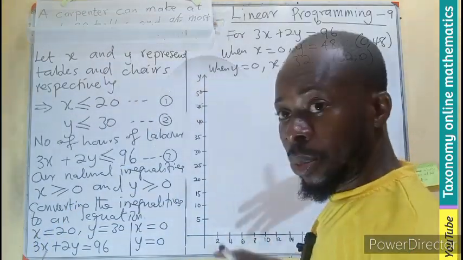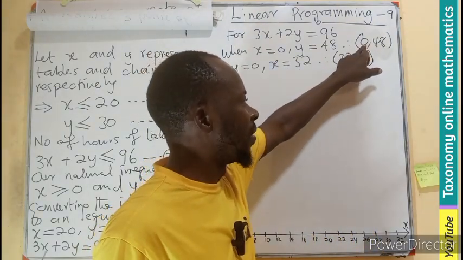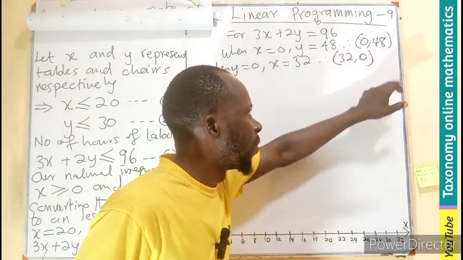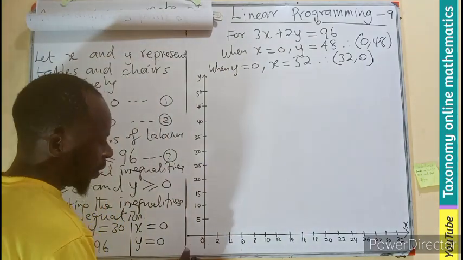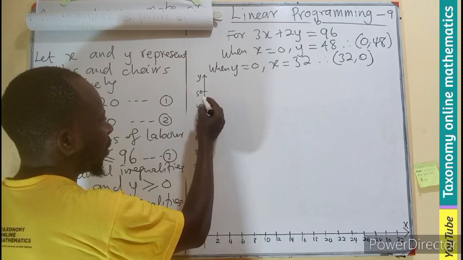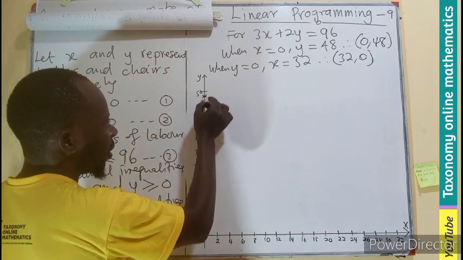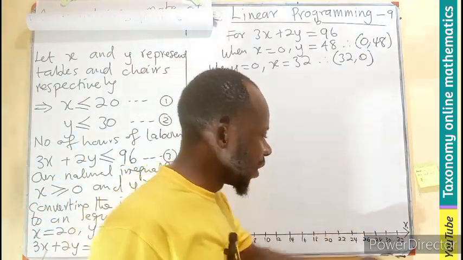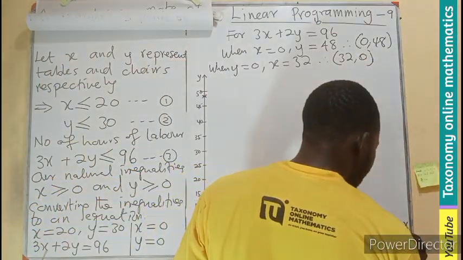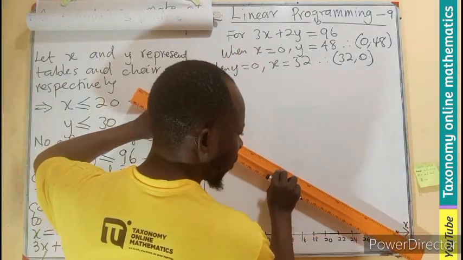So now let's put the points in there. Let's start with x-axis 0, y-axis 48. So 0 here, then 48. So 45, so we have 48 somewhere here. Then 32 on the x-axis, 0. So 32 in here. So we draw a line through that.